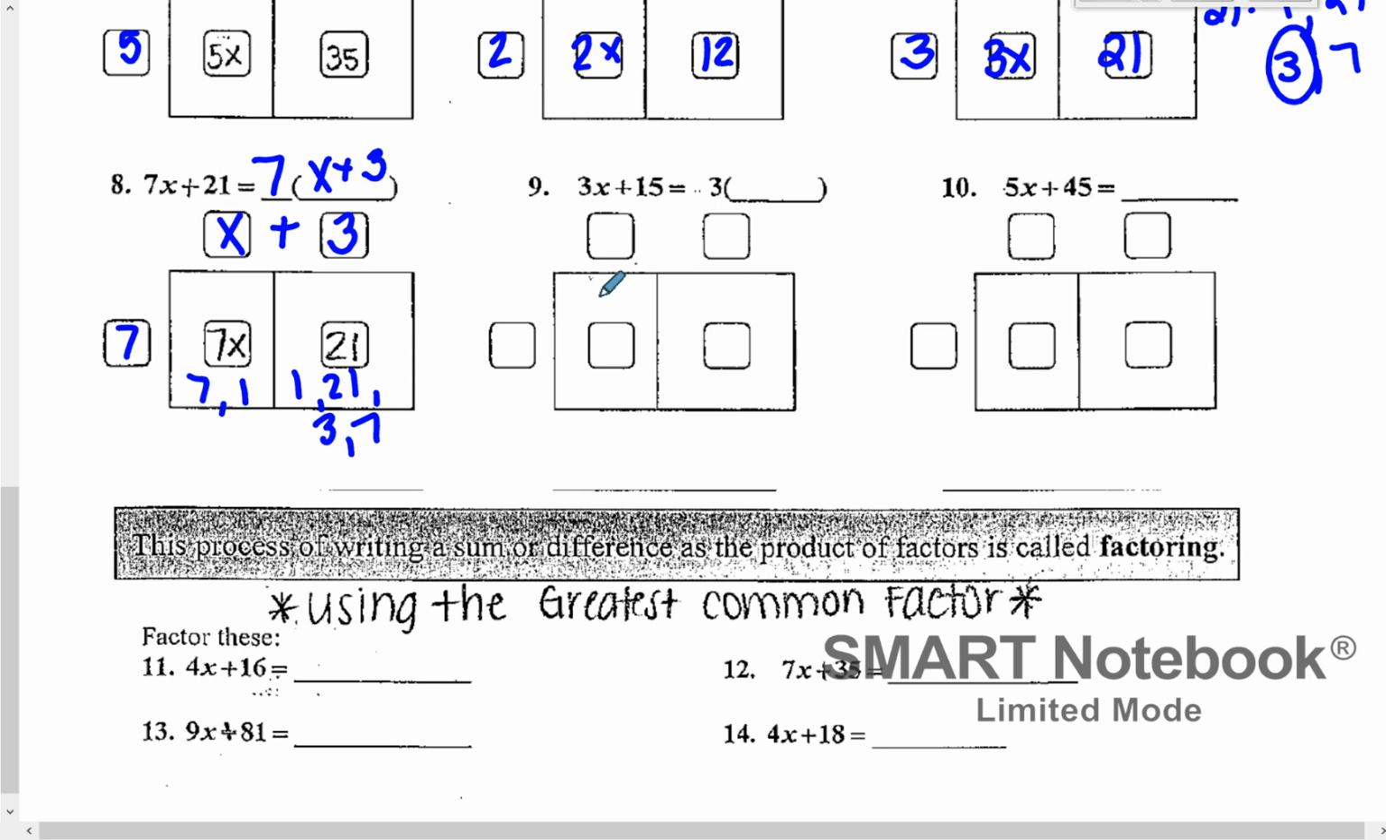All right, this next one, we have 3x plus 15. It tells us we don't even have to find that greatest common factor, that we're going to pull out a 3. Try this one on your own and check it with the video when you're done.